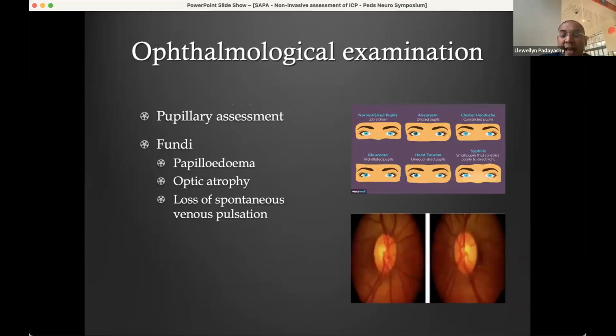Then what does the ophthalmological examination actually encompass? So, pupillary assessment. I've just shown the spectrum of those.